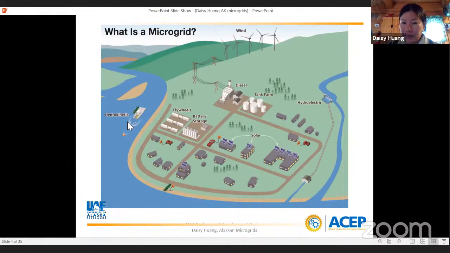Hydrokinetic, not so much. But yeah, so today I hope to talk about microgrids in general. And then if we have time, I'll go into the individual technologies. So I'll start with solar and wind, and then I'll go on to these other hydro things.